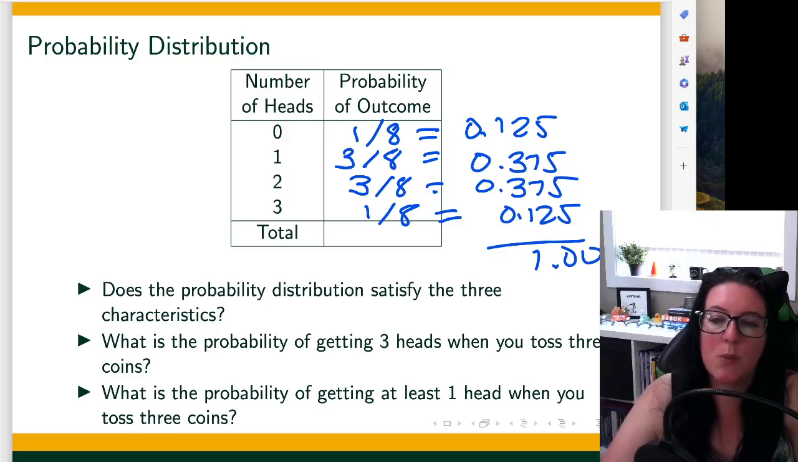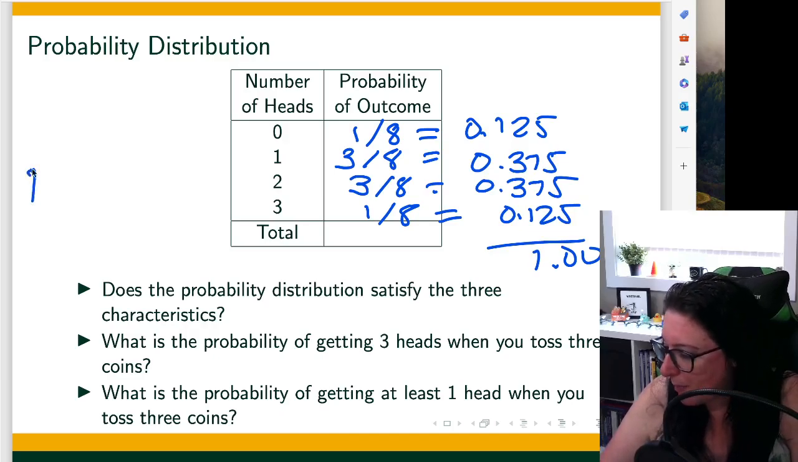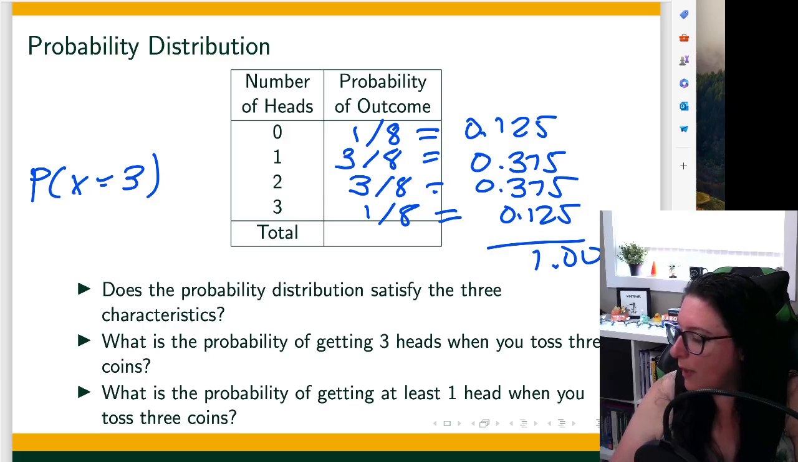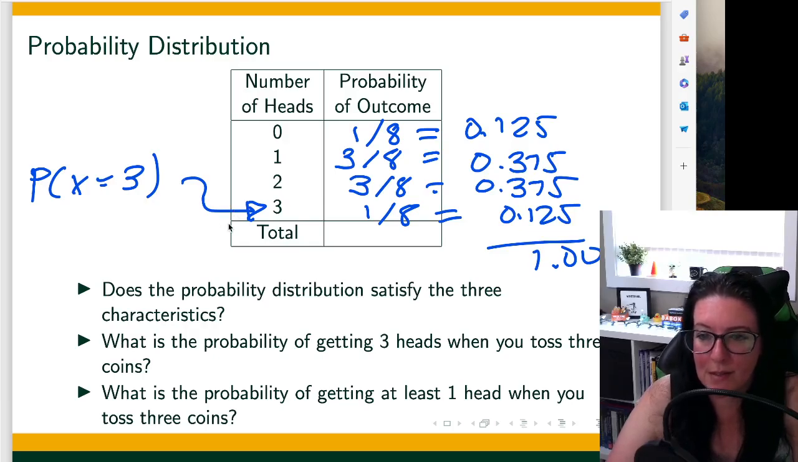So now I want to know, what is the probability of getting 3 heads? What is the probability here that x equals 3 when you toss the 3 coins? Well, the probability that we get 3 heads is going to be that 12.5%.